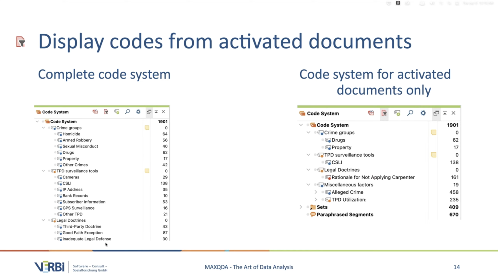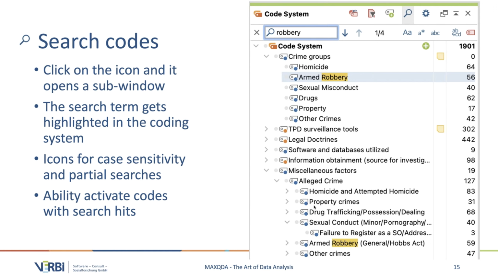Now notice what happened to the code system. From the left, it was this long code system, and now it's just showing me the codes that are in that document. That's a really useful tool for when you're trying to mine down and explore particular documents or document groups looking for differences. The search tool is also real interesting.